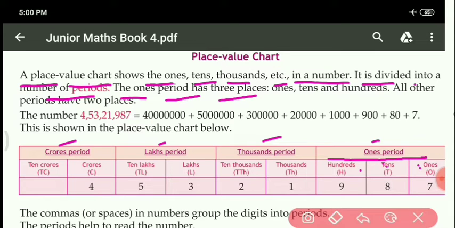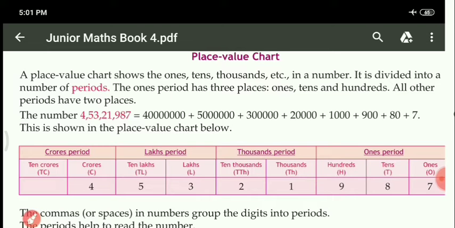Here you can see in the thousand period, how many places? 2 only, 1000 and 10,000. In the place value chart, 1000 is TH and 10,000 is TTH. And in the lakhs period also, how many places? 2 only, lakhs and 10 lakhs. Got it? And the crore period also has 2 places only, crores and 10 crores. It is represented by capital C, and 10 crore by capital T and C. Similarly, lakh is capital L and 10 lakh is TL. Okay.